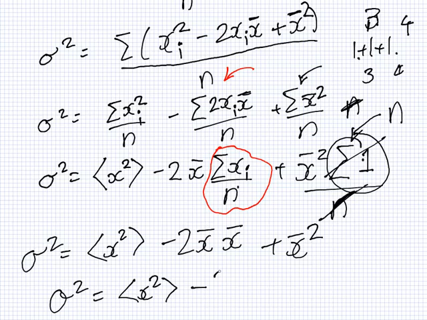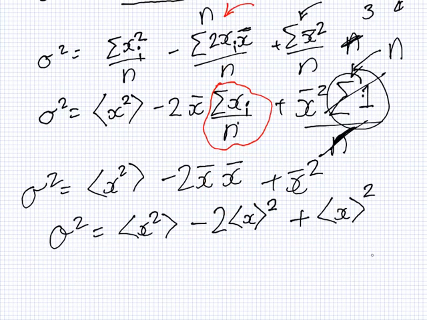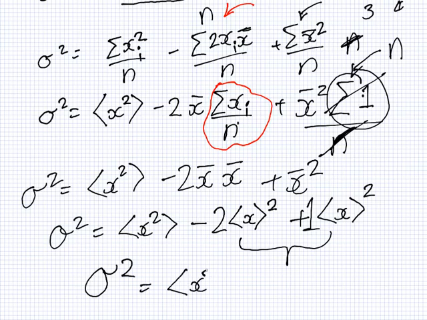This one is twice the average of x, then I square, and the one at the end is plus the average of x squared. What do I get here? 1 of these minus 2 of these. So I get standard deviation squared equals average of x squared then averaged minus x averaged then squared.